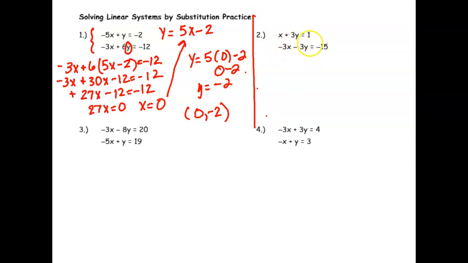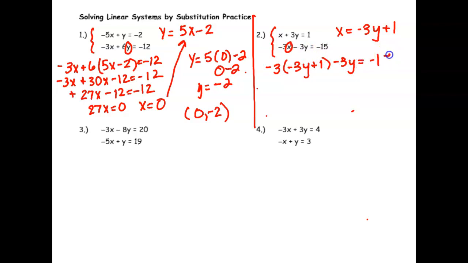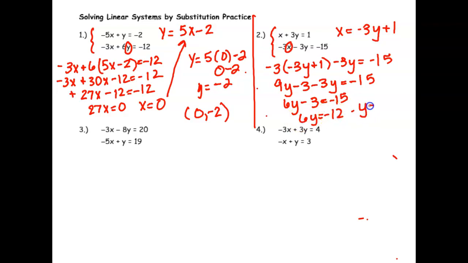All right, number 2, if I look at these 2 equations, I'm going to solve for x because there's my coefficient of 1. So x is going to be negative 3y plus 1. Because I'm solving for x, I'm circling my x. Now I substitute in negative 3y plus 1. And we've got our minus 3y is equal to negative 15. 9y minus 3 minus 3y is equal to negative 15. 9y minus 3y is going to give me 6y. 6y minus 3 is going to be equal to negative 15. 6y will be equal to a negative 12, so our y is equal to negative 2.